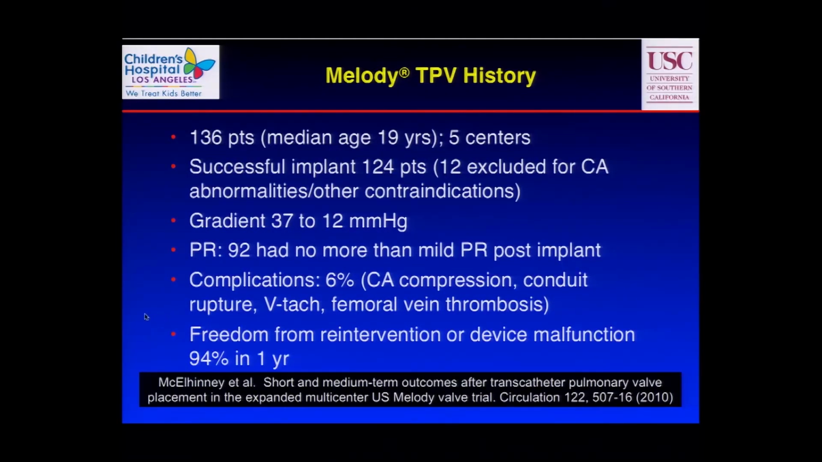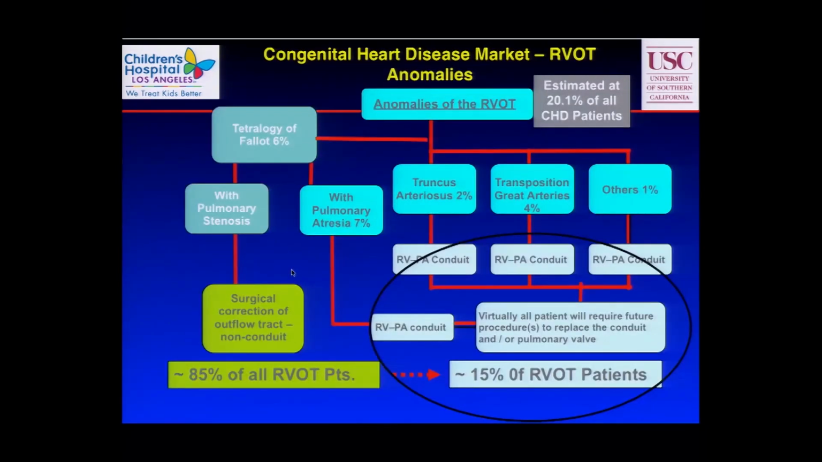This is the paper from McElhinney that led to the FDA approval, showing a 94% freedom from intervention and malfunction at 1 year. So excellent success. You guys are a little bit familiar with it already. If you look at congenital heart disease and RVOT anomalies, about 20% of patients have outflow tract anomalies. About 15% of these will end up needing a conduit that will need to be changed out. So again, there's going to be a huge number of these patients, especially in post-op situations where you will need to implant the valve.